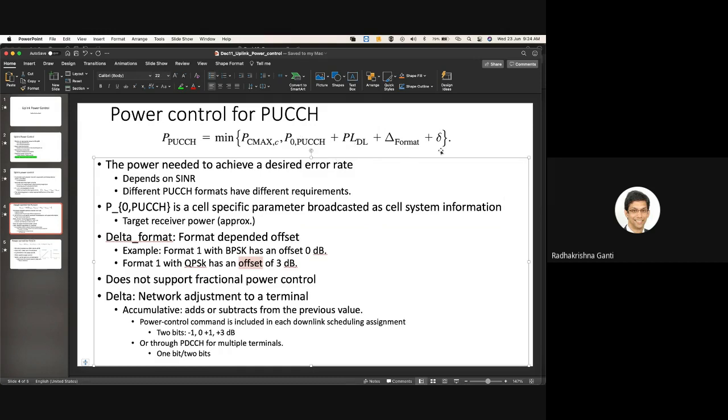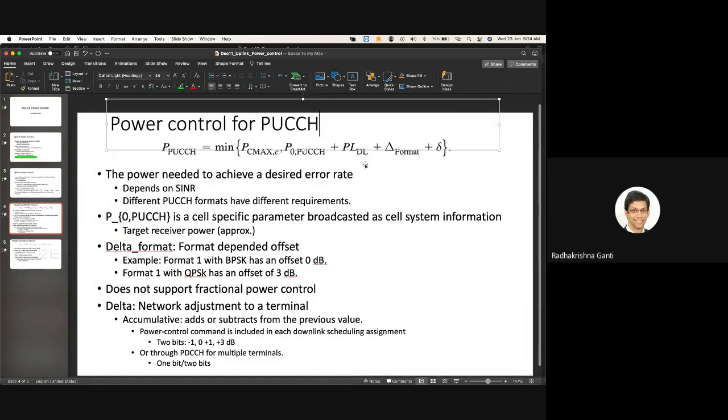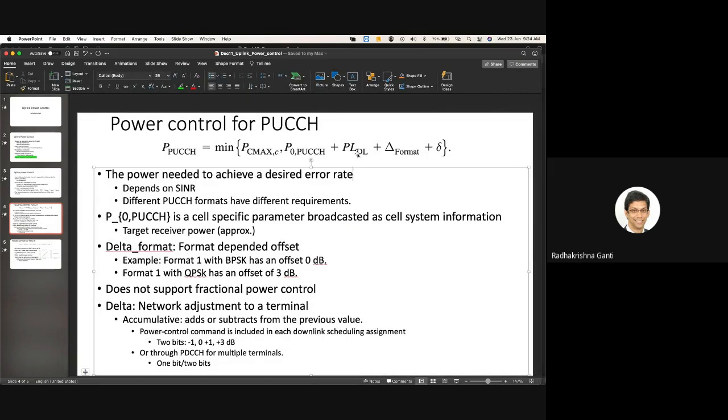And then finally, delta is the closed loop correction factor. We'll come to delta later. Okay, so this is the target: P0 PUCCH plus delta format is the target. And PLDL is the compensation for the path loss. So this much power you have to transmit.